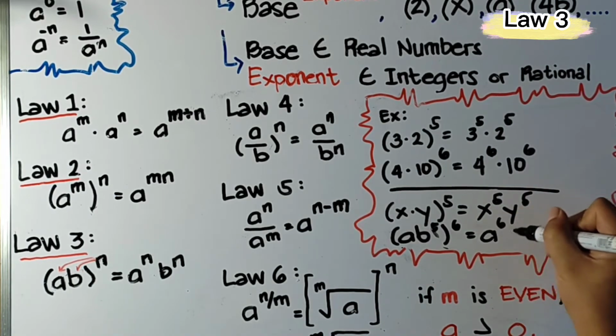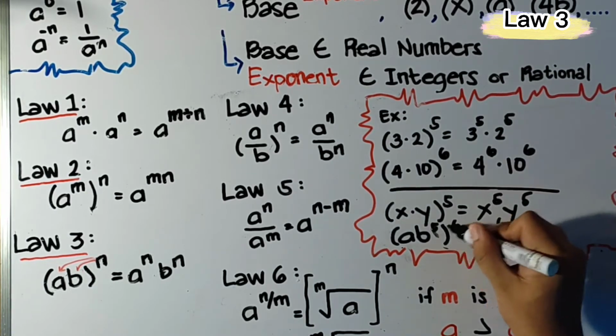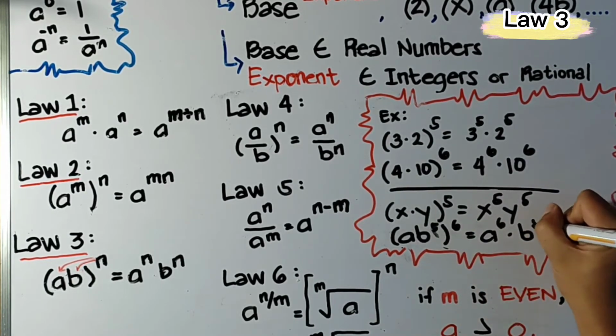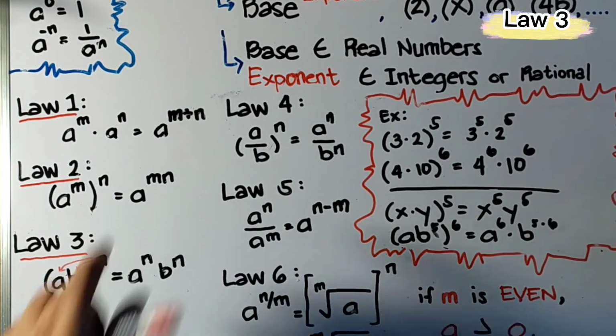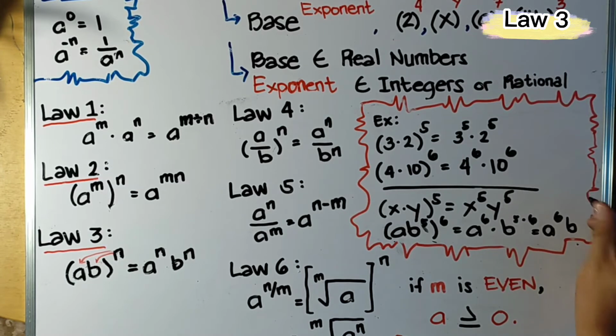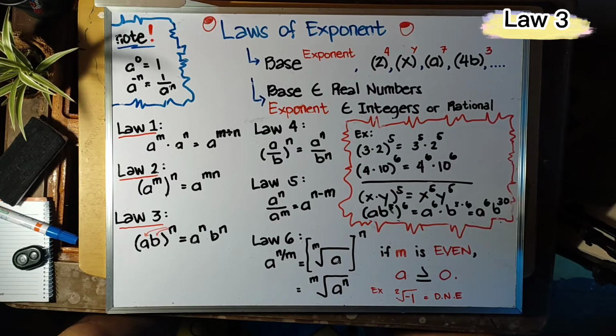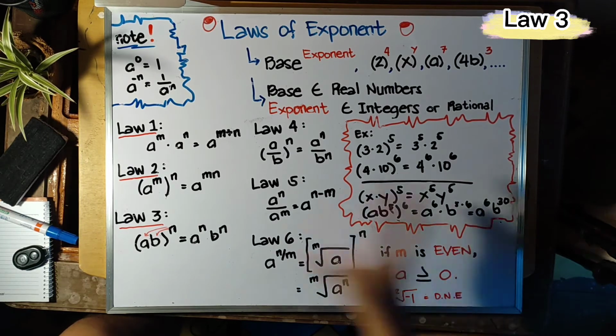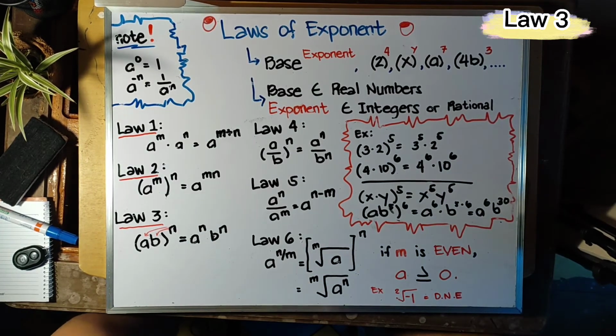A raised to 6 times b raised to, okay? B raised to 5 raised to 6. So, magiging times, okay? Applying law number 2. So, therefore, a raised to 6, b raised to 30. Yan. Okay, para ma-connect natin siya sa previous example o previous law.